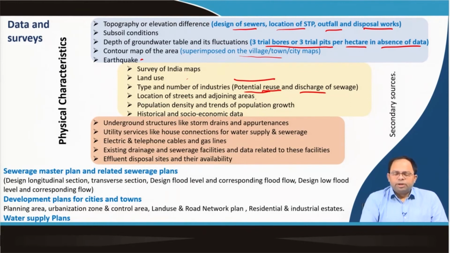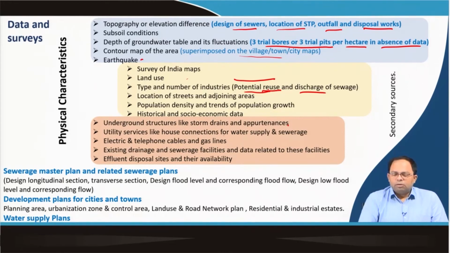Location of streets and adjoining areas, detailed street networks, maps and all. Population density and trends of population growth, historical and socioeconomic data for that area, all these things are important. And then of course, the detailed data on the existing infrastructure. That means underground structures like storm drains and other sewer appurtenances, the different things like manholes and all these things that are there in the sewer network.